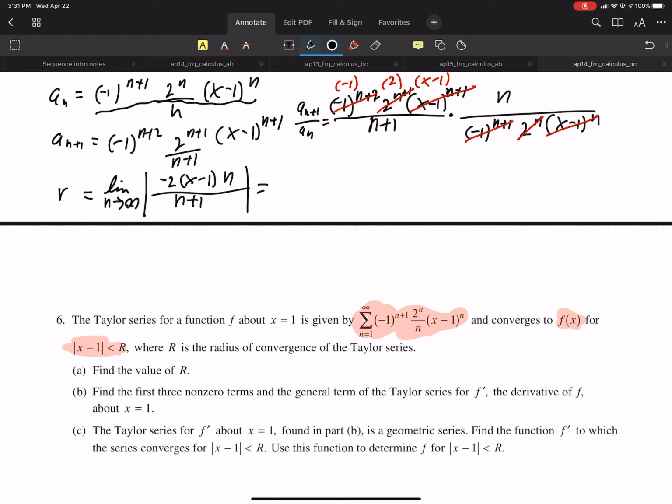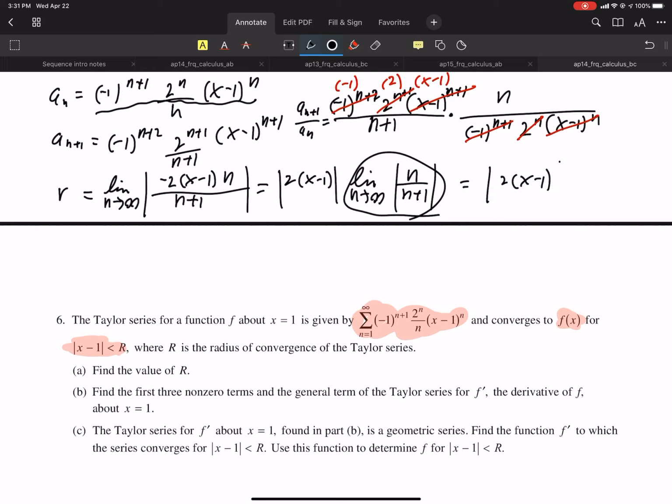Well, the x is a constant, n is the thing that's changing, so we can take the 2 and x minus 1 out in front and take the limit of the rest, n over n plus 1, and clearly this limit is 1, so we're left with this. In the ratio test, if r is between negative 1 and 1, then the series converges. If it equals 1, it's inconclusive. So in summary, as long as the absolute value of that is less than 1, we're between negative 1 and 1.